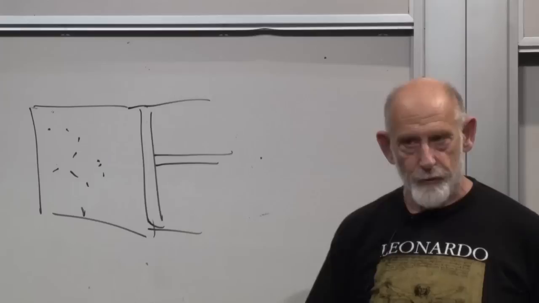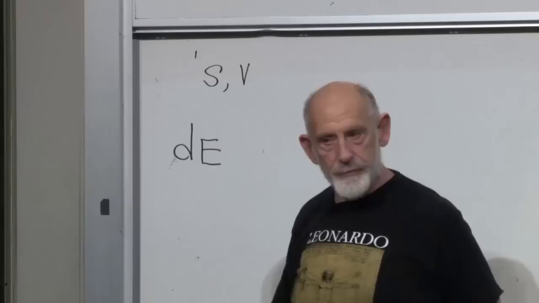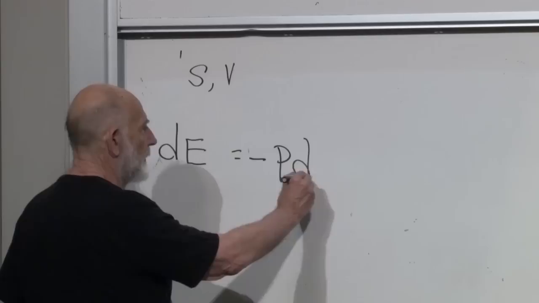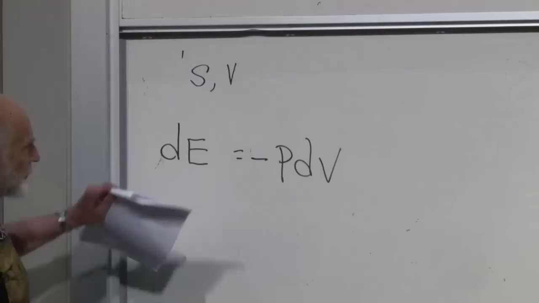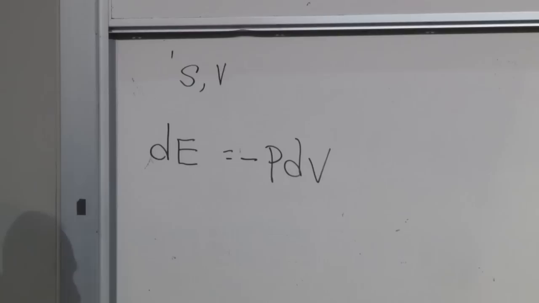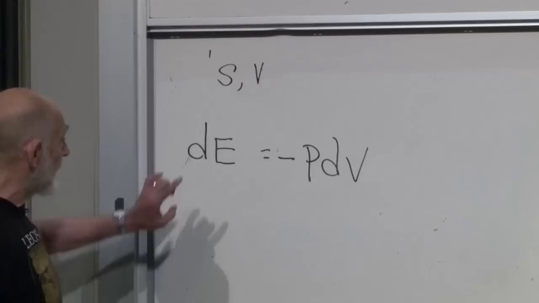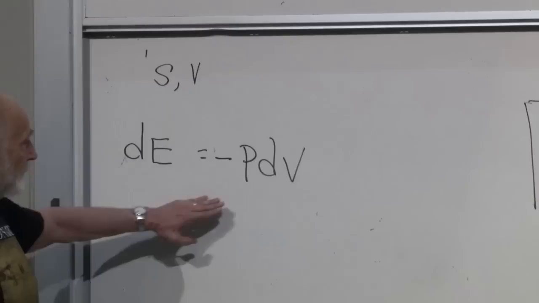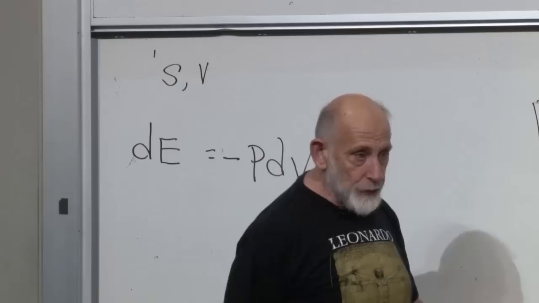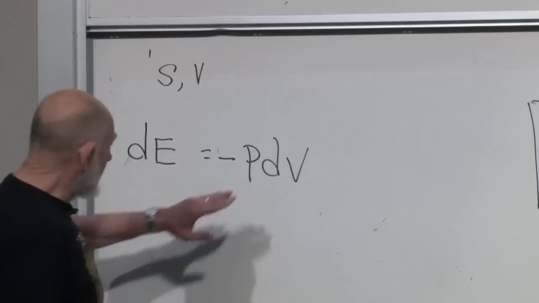But in any case, bottom line, if the entropy doesn't change, how does the energy change? Minus pressure times the change in volume. That's the change in the energy of the gas if you don't change the entropy. That's what we went through last time. It's essentially the definition of pressure. If you change the volume slowly and without allowing any heat to flow in, reversibly, with no change of entropy, this is the formula.